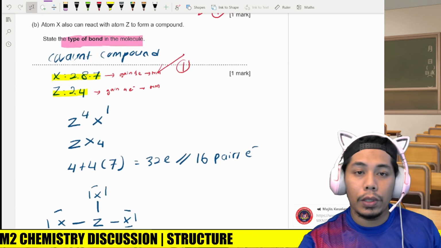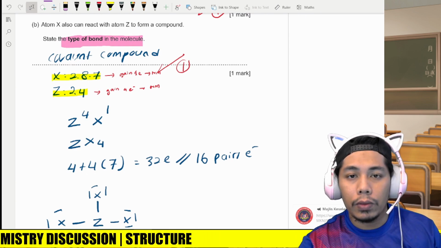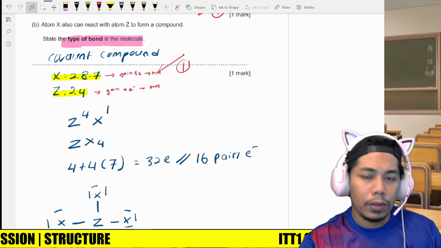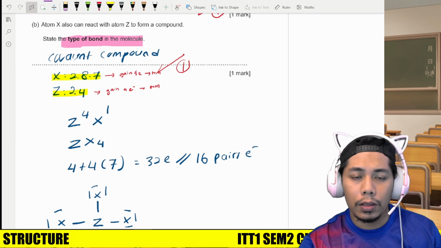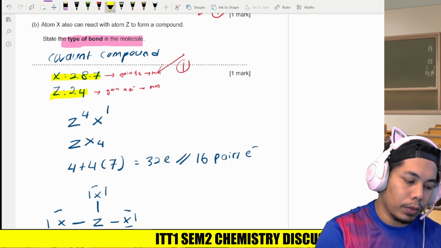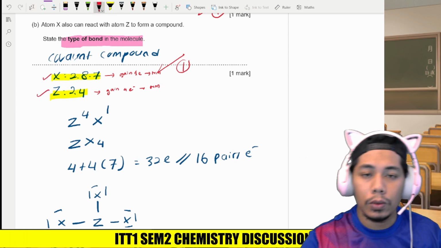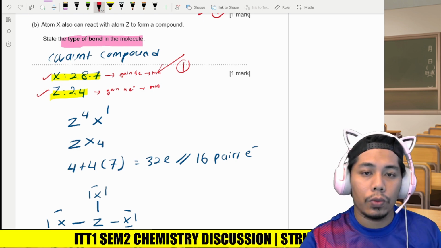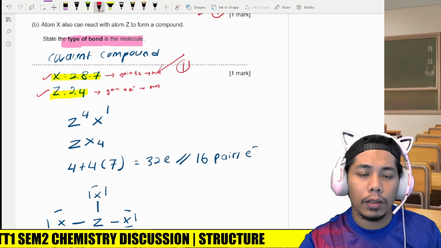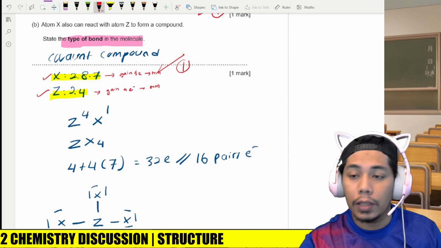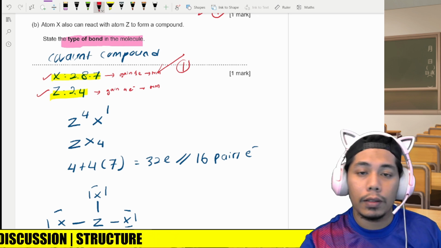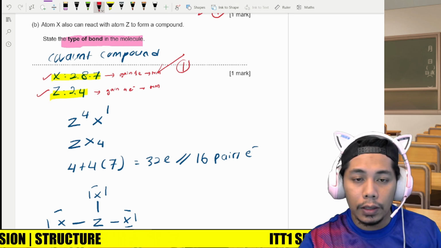Okay, next question B. Atom X can also react with atom Z to form a compound. First you must write the electron arrangement for X and Z. X is 2.8.7, Z is 2.4. As we discussed before, X and Z are non-metals because the valence electrons are 7 and 4, more than 3.